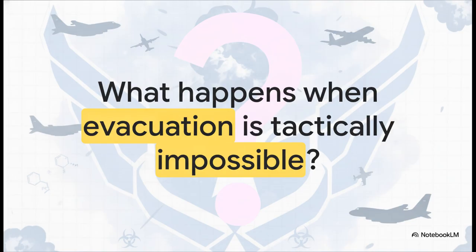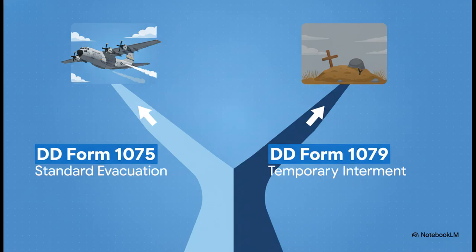We can't freeze remains, so we have to use a completely different, authorized protocol to protect public health and preserve the remains. This is where our paperwork diverges in a big way. The DD 1075 is for standard evac, getting a service member home immediately. But when that fails, the DD Form 1079 is our failsafe.